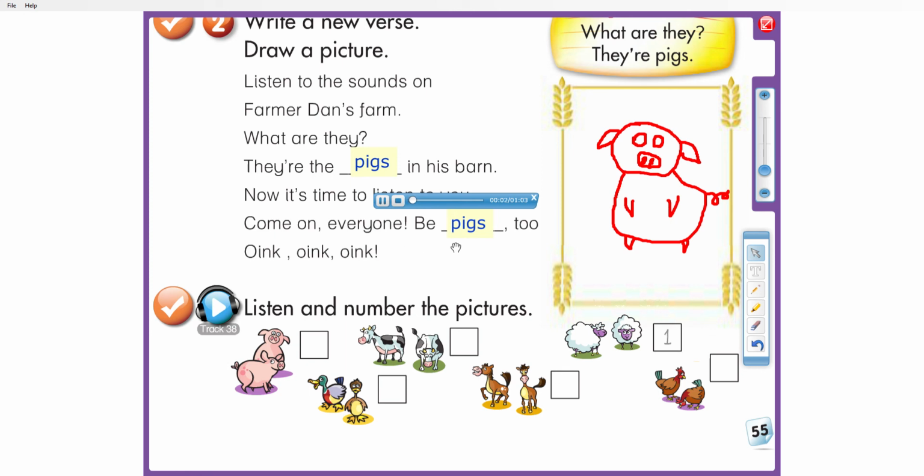Exercise 3, page 55. Listen and number the pictures. 1. So we have 1 sheep. The sheep say meh. So we have 1 sheep. 2. Oh, we have 2 horses. Next. 3. Can you guess which animal is this? Yes, pigs. Excellent. It's number 3.